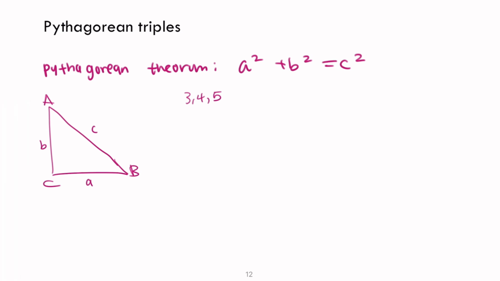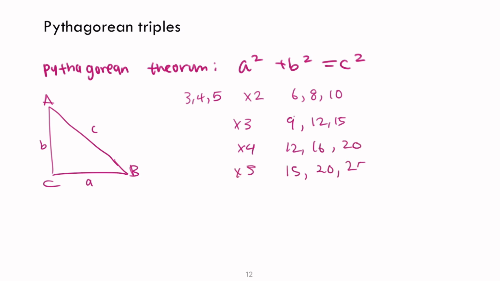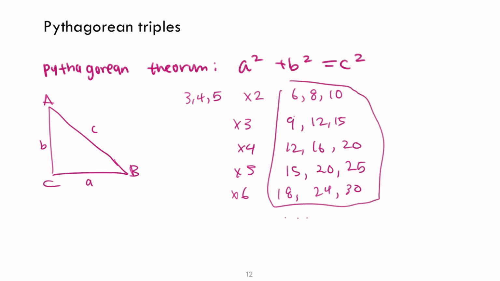The multiples of the 3, 4, 5 triangle are also Pythagorean triples. Times 2, we get 6, 8, 10. Times 3, we get 9, 12, 15. Times 4, we can get 12, 16, 20. Times 5, we can get 15, 20, and then 25. And times 6, we get 18, 24, 30. So you just go on, but these are the ones that you can remember.